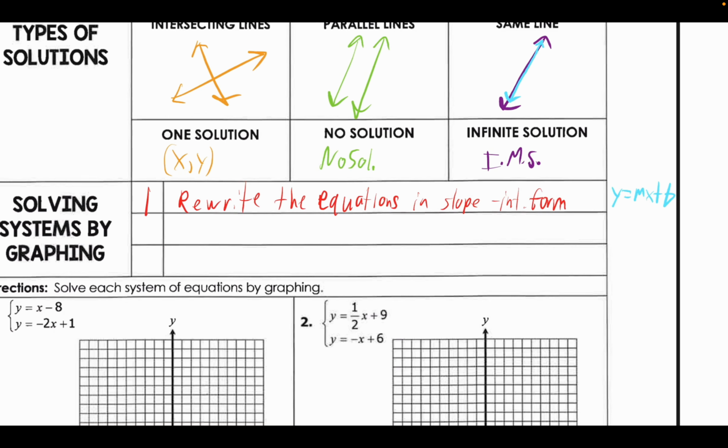The second step is to graph the lines. And then the third step is to identify the solutions. Or solution, or solutions, depending on if it's infinitely many solutions. So that S would be in parentheses, saying sometimes it's singular, sometimes it's plural.